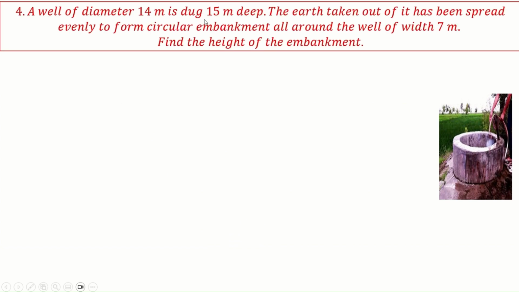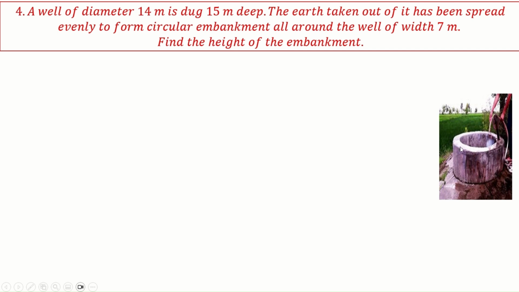A well of diameter 14 meters is dug 15 meters deep. The earth taken out of it has been spread evenly to form a circular embankment all around the well of width 7 meters. Find the height of the embankment. Okay, so this is what embankment I am talking about. Embankment looks like this. The well is below ground. But the radius of the well will coincide with the inner radius of this embankment, right? So if the diameter of the well is 14 meters, the inner embankment diameter is also 14 meters. Okay, that you remember.